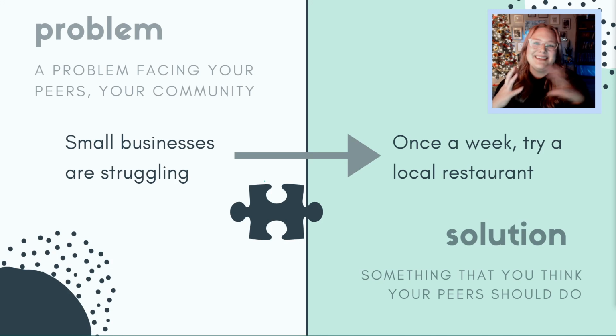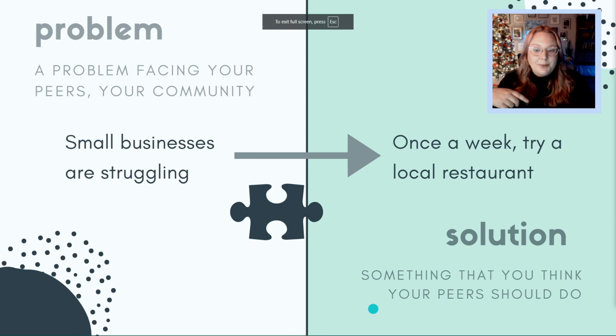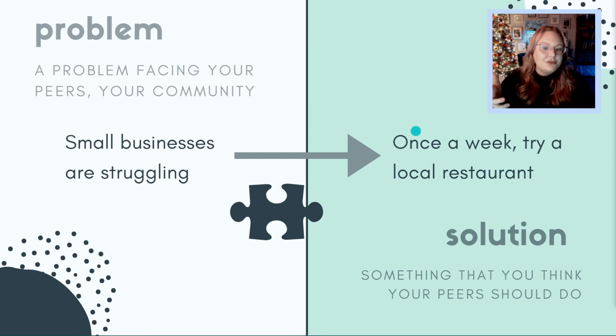Maybe you want to start by identifying a problem. Maybe you are really passionate about the plight of small businesses in the community. If that's the case, then the problem that is facing your peers or your community is that small businesses are struggling. So if that's your starting point, the next puzzle piece that you need is the solution. So maybe your solution is once a week, try a local restaurant. So that's an example of how we might brainstorm this working forwards.